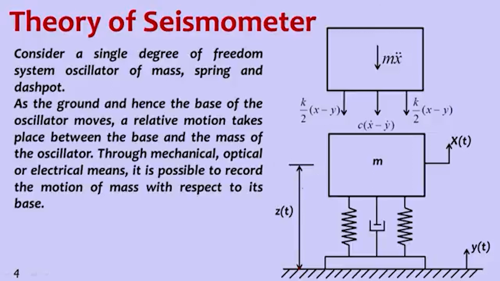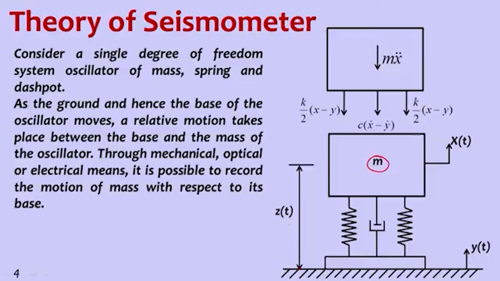As the ground, hence the base of the oscillator moves, a relative motion takes place between the base and the mass of the oscillator. Through mechanical, optical or electrical means, it is possible to record the motion of the mass with respect to its base. So, that means what? We cannot independently record the motion of the mass, but we can record the relative displacement between base and the mass.